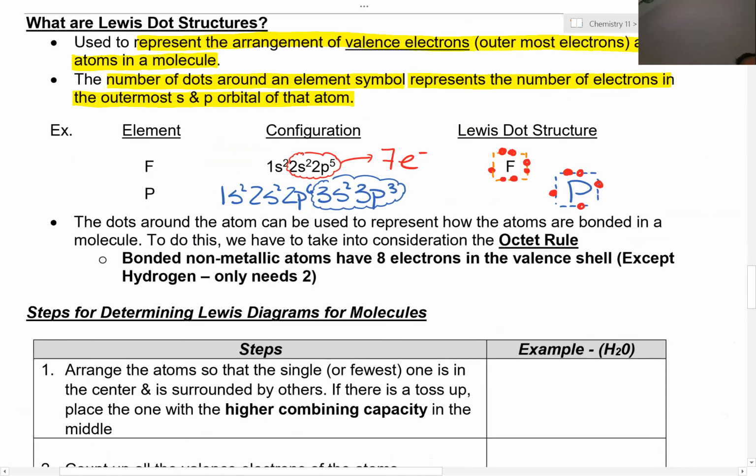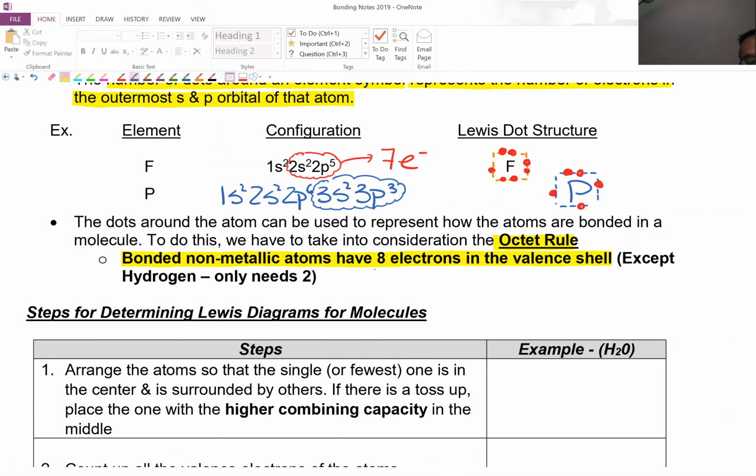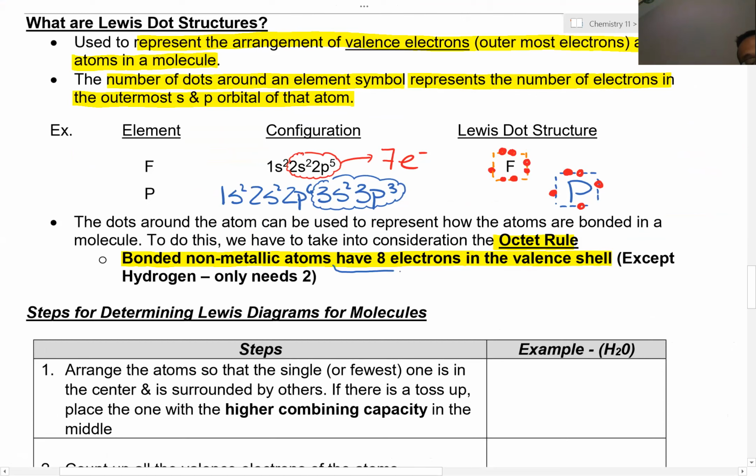Now, the dots around the atom can be used to represent how the atoms are bonded in a molecule. To do this, we have to take into consideration the octet rule. Now, what is the octet rule? It says bonded non-metallic atoms have 8 electrons in the valence shell. The key word is you want to have 8 electrons. Okay, this is important. Now, the only exception would be hydrogen. Hydrogen only needs 2. Okay, that would be called a duet rule for hydrogen.